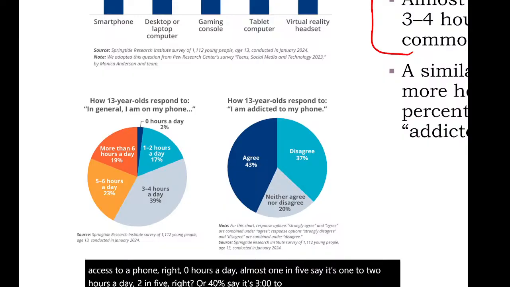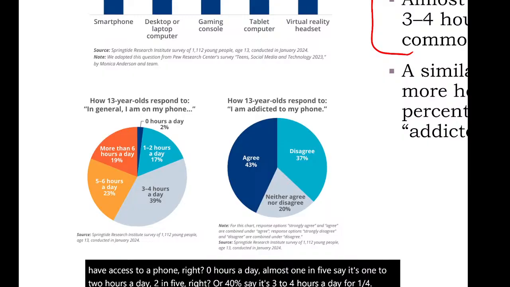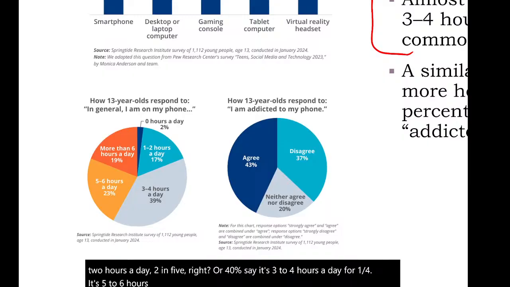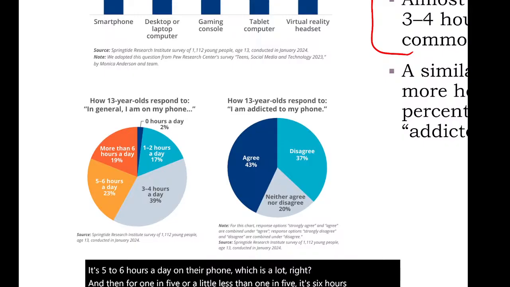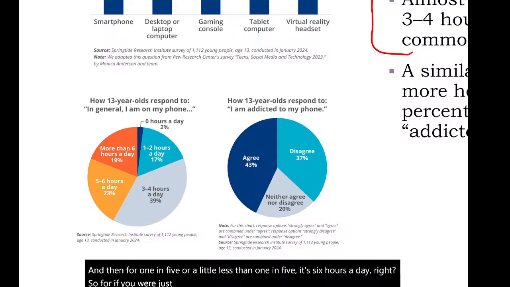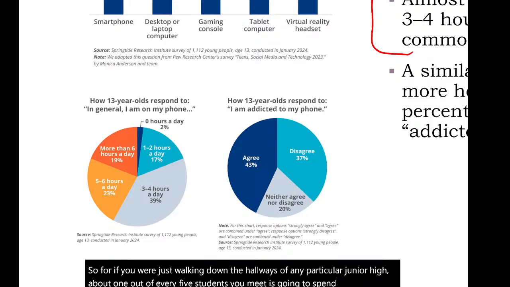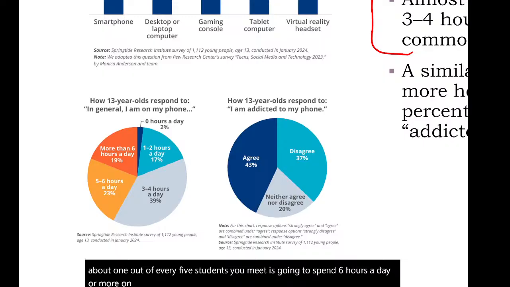For a quarter, it's 5 to 6 hours a day on their phone, which is a lot, right? And then for a little less than 1 in 5, it's 6 hours a day or more. So if you were just walking down the hallways of any particular junior high, about 1 out of every 5 students you meet is going to spend 6 hours a day or more on their smartphone. On average, they spend quite a bit of time on smartphones, at least 3 to 4 hours a day or more.